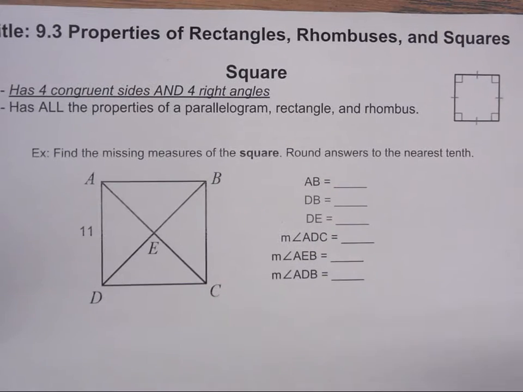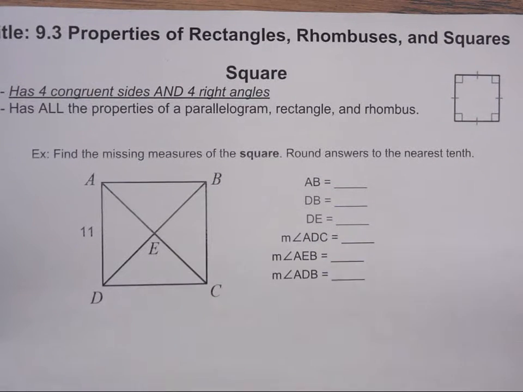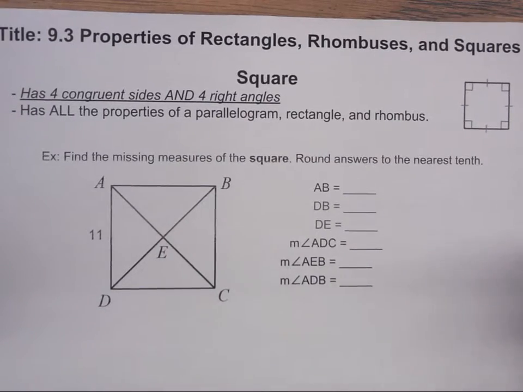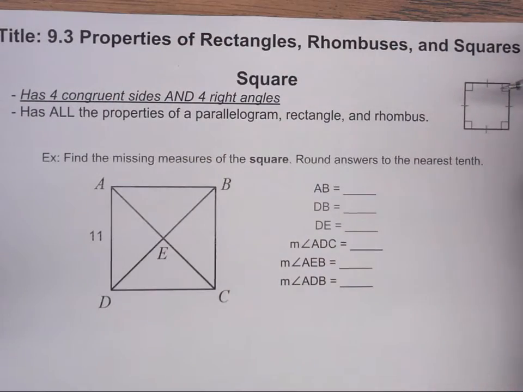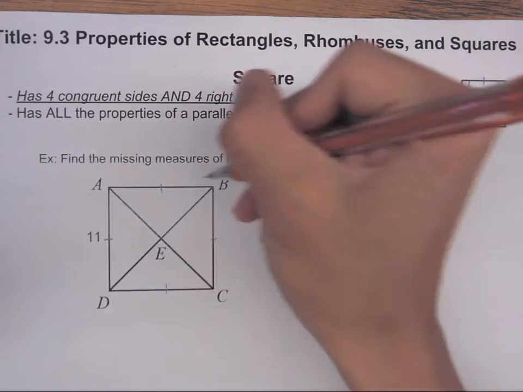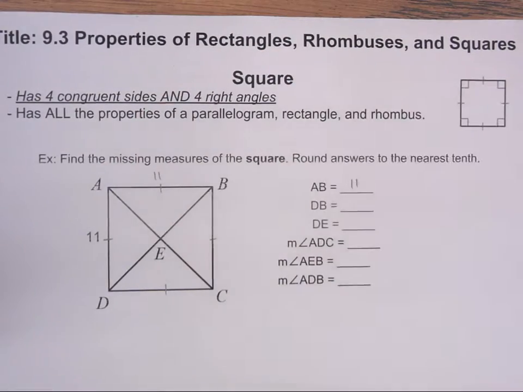Okay, so find the missing measures of the square. Round your answers to the nearest 10th. Okay, so what we know about a square is 4 congruent sides and 4 right angles. That means all of these sides are congruent. That means AB has to be 11. Okay, next part. So DB, that's the fun one.